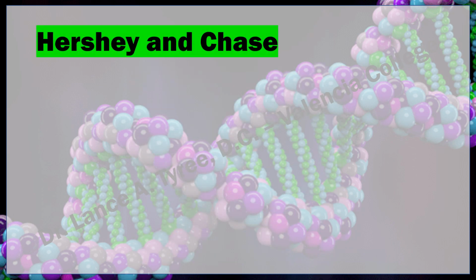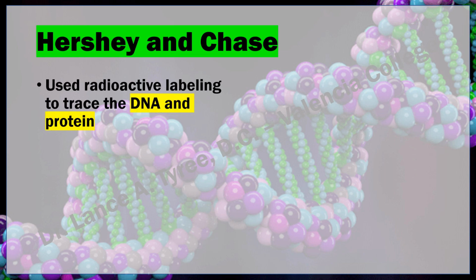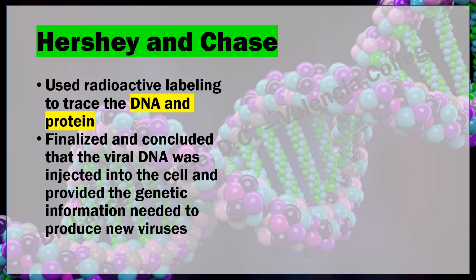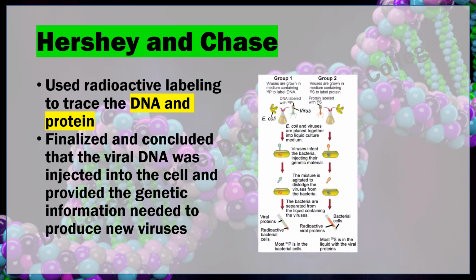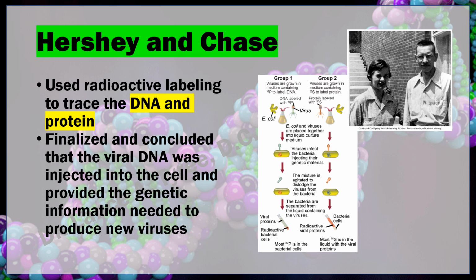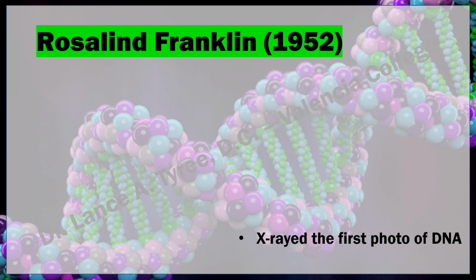Along came Hershey and Chase. Okay, these two used radioactive labeling to trace the DNA and the protein. They finalized and concluded that the viral DNA was injected into the cell and provided the genetic information needed to produce new viruses. Here we have the diagram of their experiment. Make sure to study it. And these are Hershey and Chase. So with that experiment, it was definitive that DNA was the genetic material.